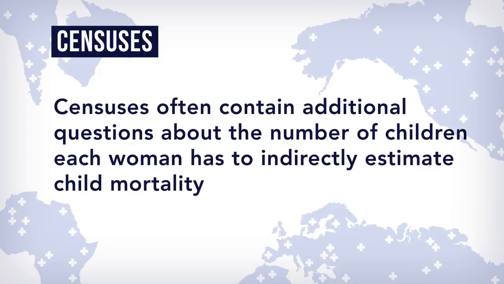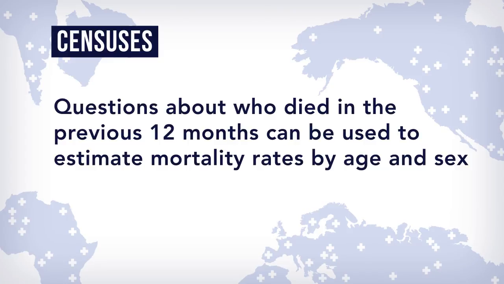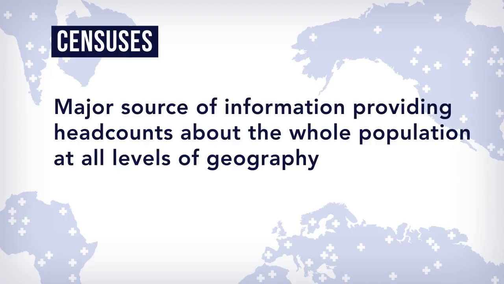In countries lacking good vital registration, censuses often collect, for instance, additional questions about the number of children ever born and still living for each woman in reproductive ages to indirectly estimate child mortality, and more direct questions on household members that died in the previous 12 months before the census can be used to estimate mortality rates by age and sex. Some, for example, in Sierra Leone, asked questions about who died during their Ebola outbreak. By their quasi-universal nature, censuses are the major source of information providing head counts about the whole population at all levels of geography, including at the community level.